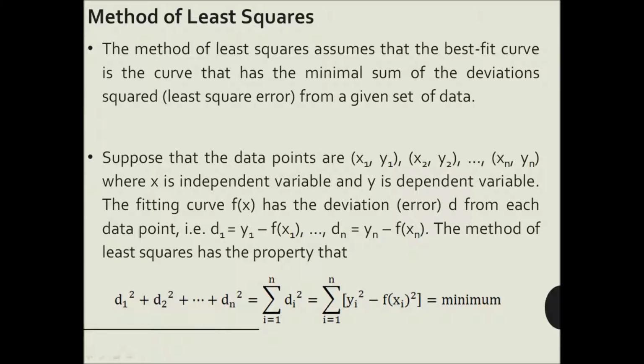So for example, if we have various data points like x1, y1, x2, y2 till xn, yn, here x will be independent variable and y will be dependent variable. Let us assume that the fitting curve f(x) has the deviation error d from each data point. So the method of least squares has the property that sum of squares of those errors will be minimum.